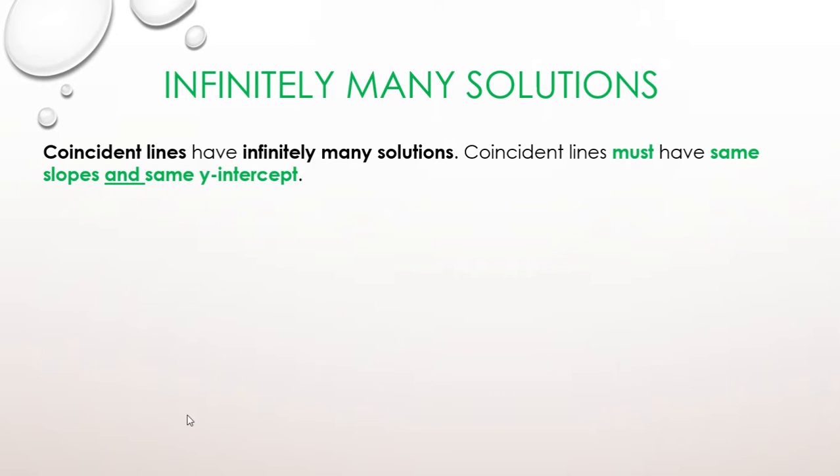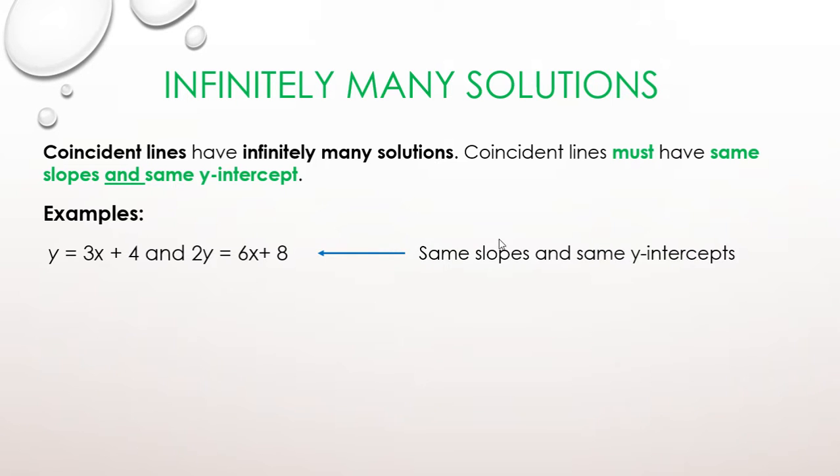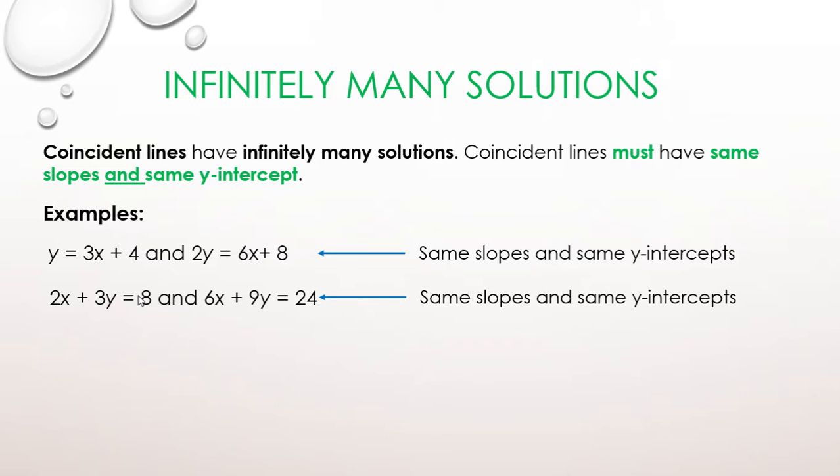So infinitely many solutions, again, they're coinciding lines and they have infinitely many solutions. They must have the same slope and same y-intercept. So here's an example. Looking at it, you probably think they don't look the same, different numbers, right? But in reality, they have the same slope and the same y-intercept. Same with this example. Even though it's in standard form, they are the same slope and same y-intercept.